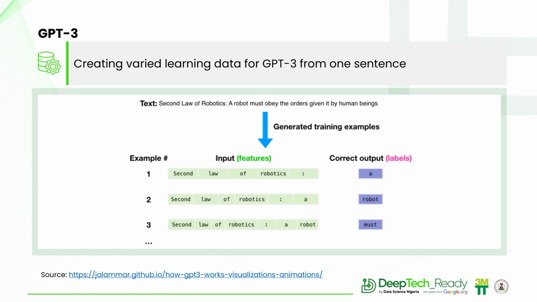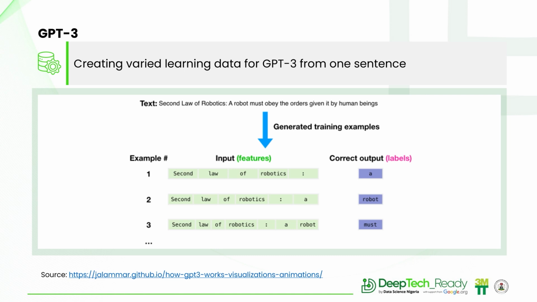So by generating a large number of these modified examples, we can expose GPT-3 to a broader range of data, and this helps in improving its ability to understand and predict text in different contexts. This technique helps in fine-tuning the model for specific tasks and better performance.